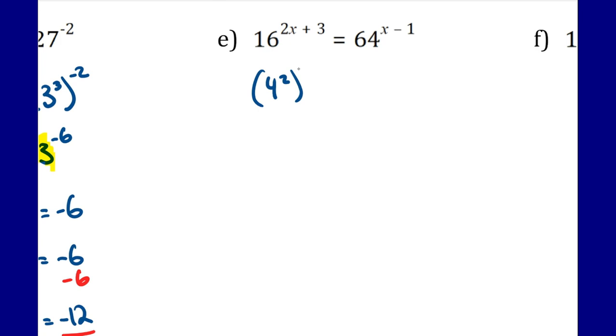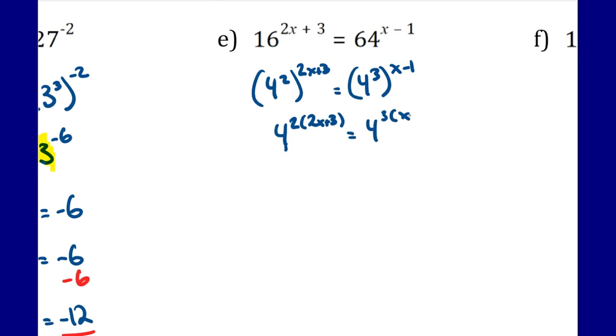So 16 can be replaced by 4 squared. The 2x plus 3 is still there. 64 can be written as 4 to the power of 4, or not 4 to the power of 4, sorry, 4 to the power of 3. And then the x minus 1 is still going to be there. So we have 4 to the power of 2 times 2x plus 3 equals 4 to the power of 3 times x minus 1.